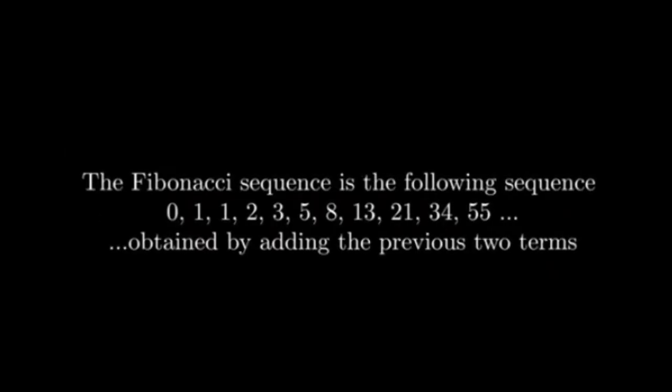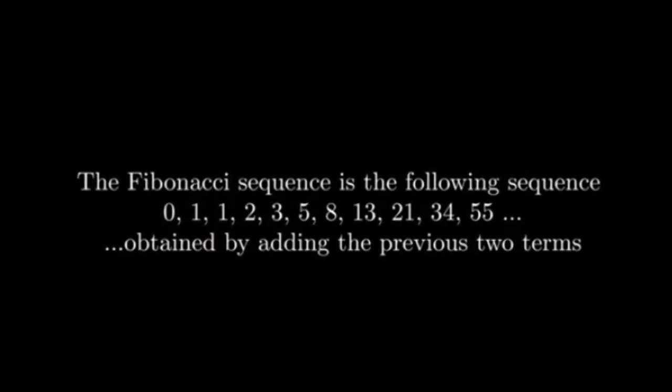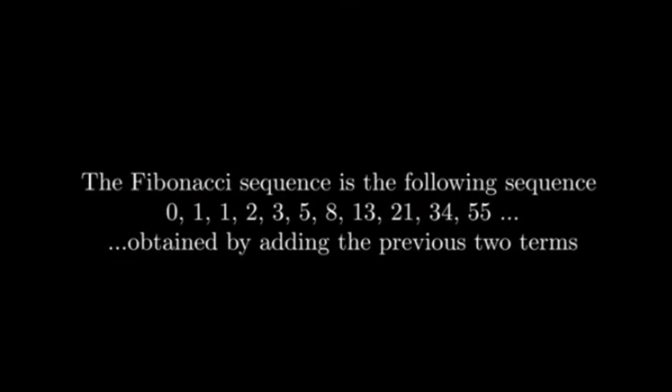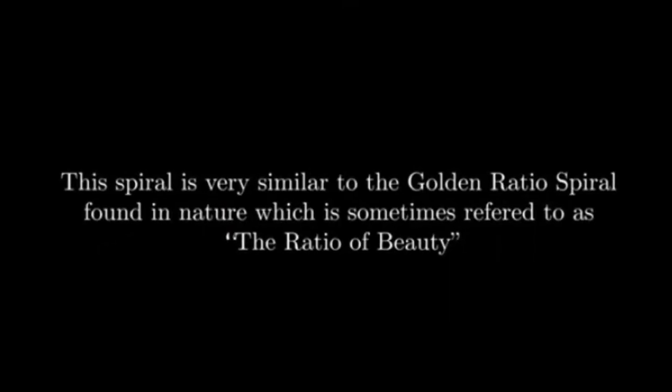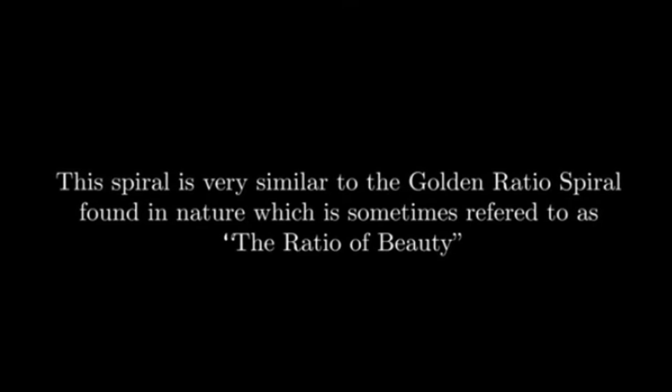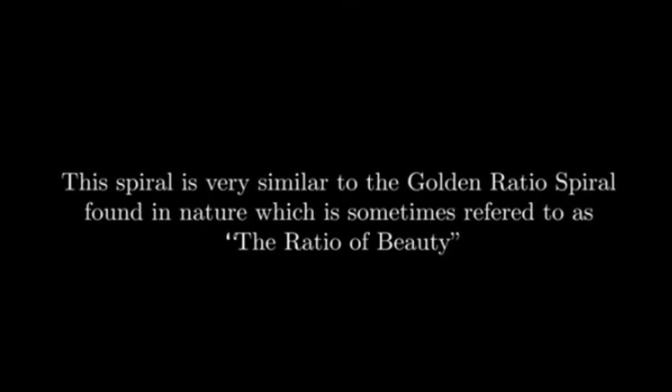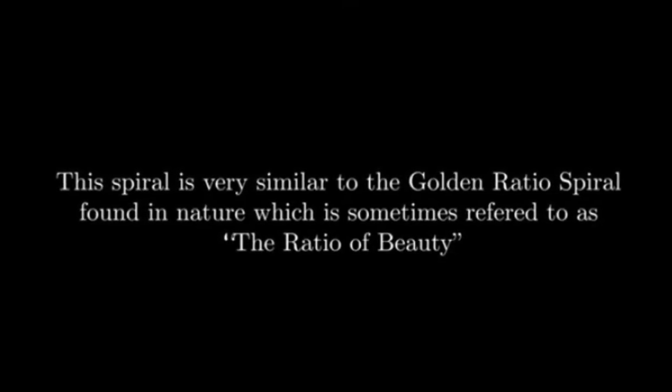The spiral is known as the Fibonacci spiral due to its origin from the Fibonacci sequence. The Fibonacci sequence is the following sequence: 0, 1, 1, 2, 3, 5, 8, 13, 21, 34, and 55, obtained by adding the previous two terms. The spiral is very similar to the golden ratio spiral found in nature, which is sometimes referred to as the ratio of beauty.